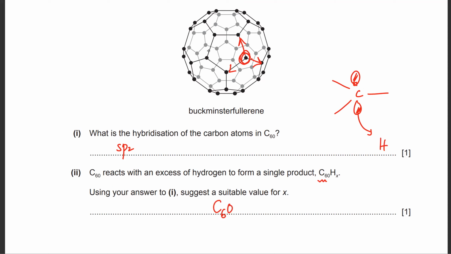So that would make it C60, and H would be 60 as well. Because at the moment, the carbon is making 3 bonds, and the 4th electron is not doing anything. So the 4th electron would also be involved in bonding. Each carbon atom would be making 1 extra bond with H. So C60H60, that's the answer.